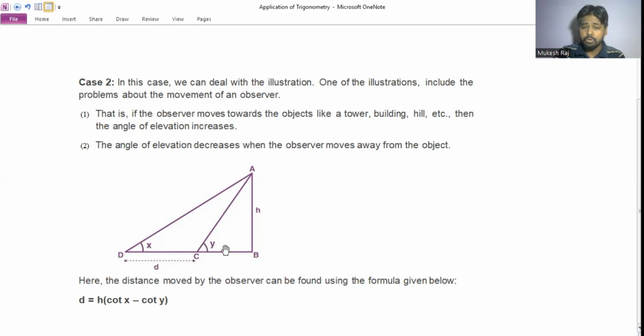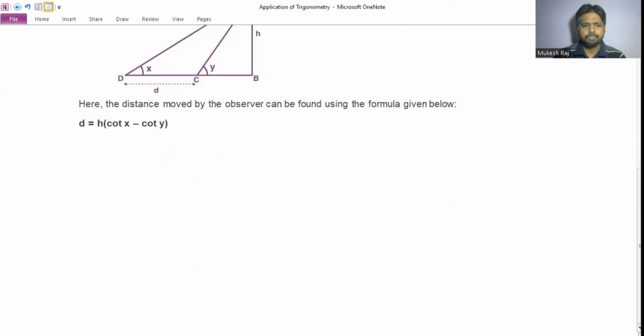Why? Because as I told you, when the observer is moving away from the point B, the angle of elevation will be decreasing, whereas if the observer moves towards the point B, then the angle of elevation will increase. So this was the second case which we had to discuss before we dive into the problems and solve different cases for the problem solution. Hope this concept would add to your knowledge and help you a lot in solving the problems.